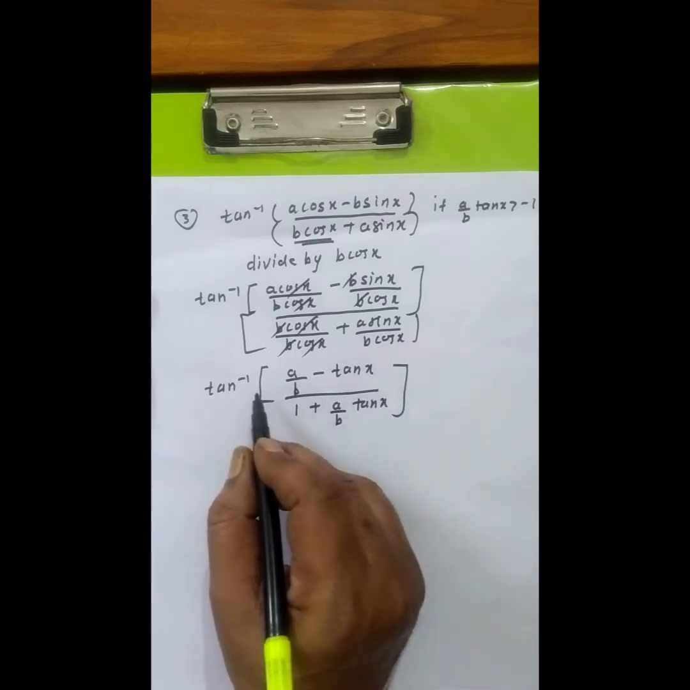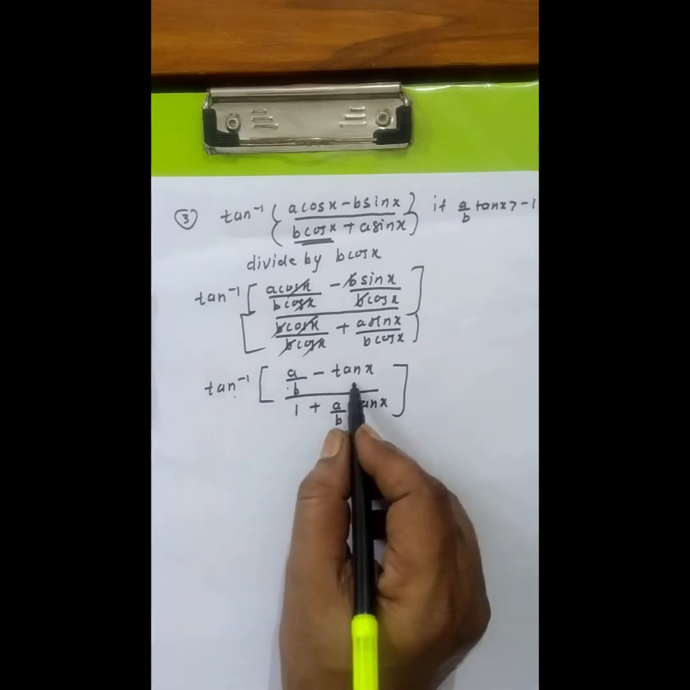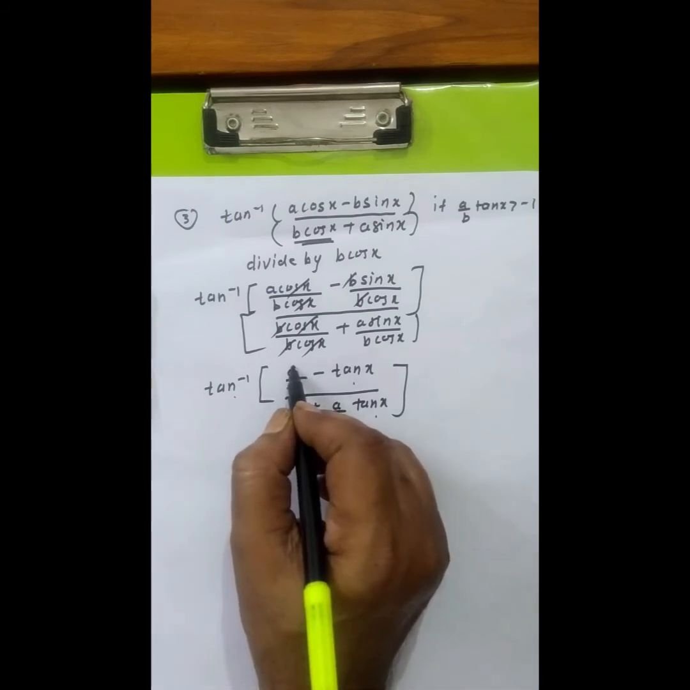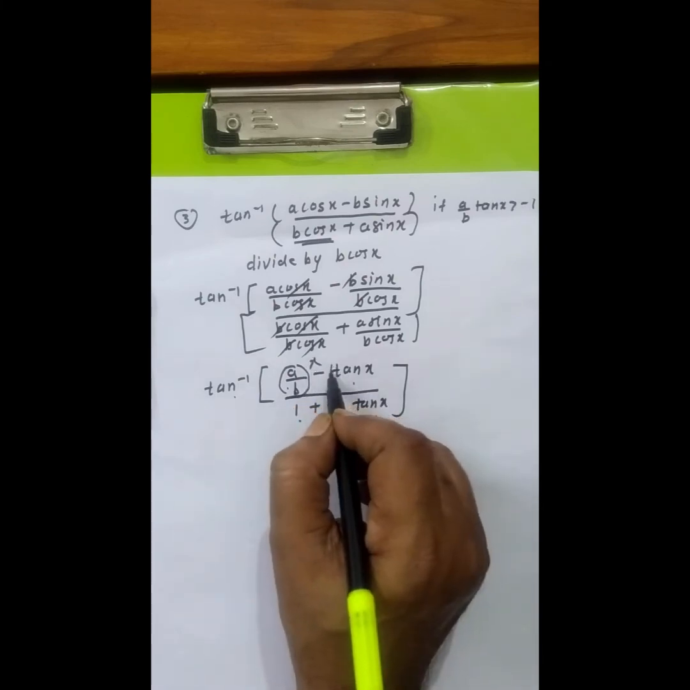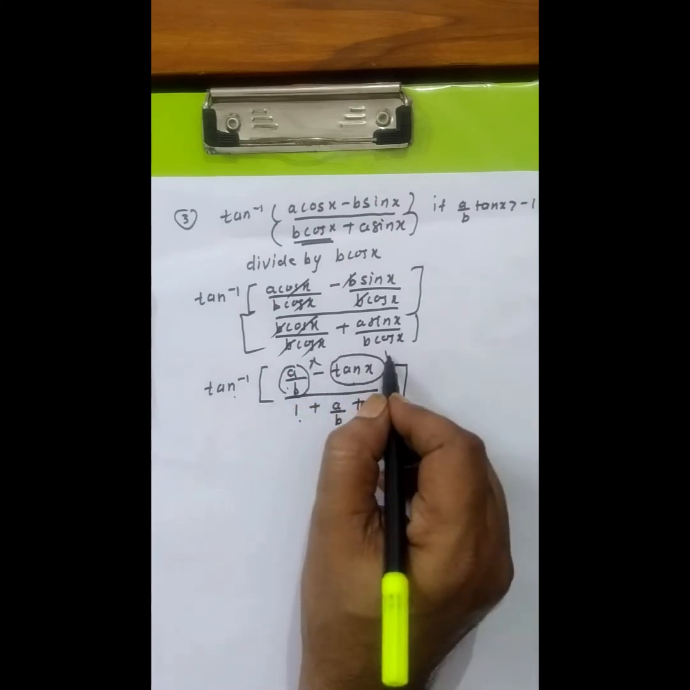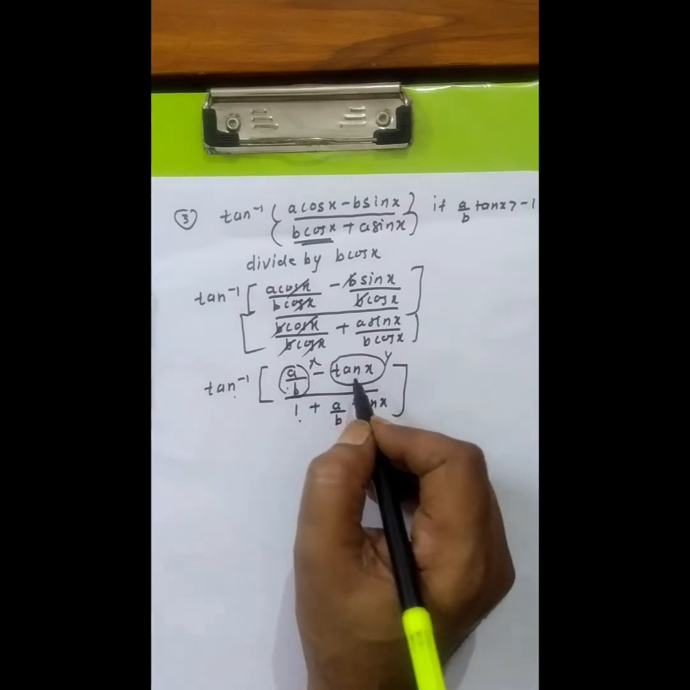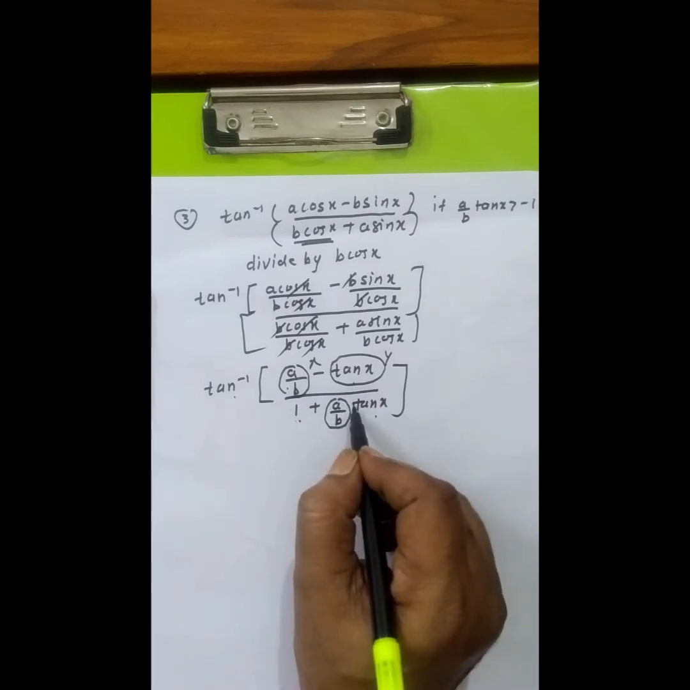Now if you see this carefully, this will be like tan inverse of x minus y divided by 1 plus x into y. So this a by b is equivalent to x, and this tan x is equivalent to y. So this is like tan inverse of x minus y divided by 1 plus, this is again x into y.